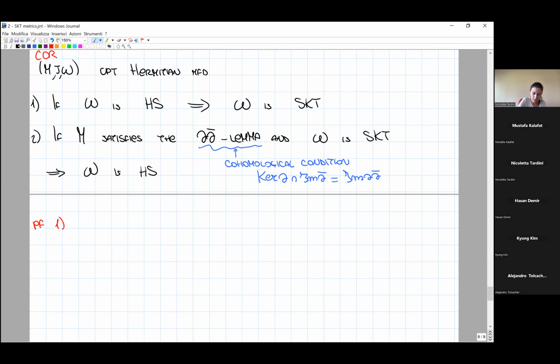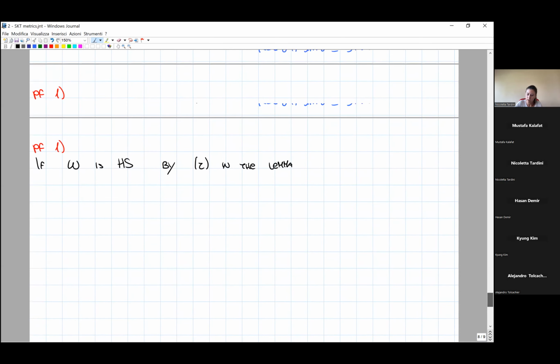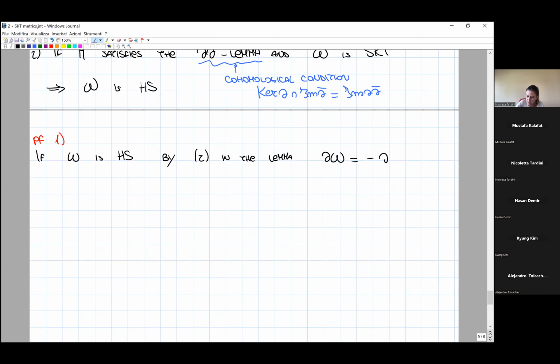So let me just prove the first one, because if omega is Hermitian symplectic, by the second condition in the lemma, we have that del of omega is equal to minus del bar rho. And so del bar of del omega is equal to minus del bar squared of rho, but del bar squared is 0. And so omega is SKT. Okay, very easy.